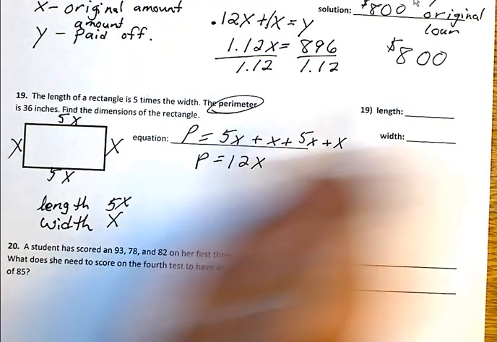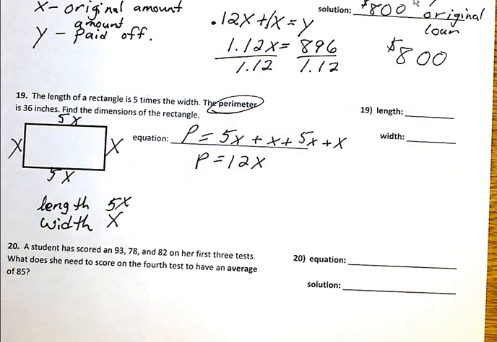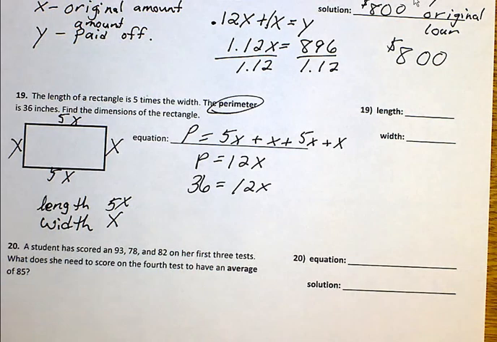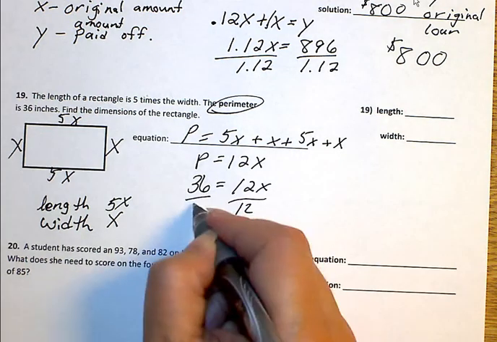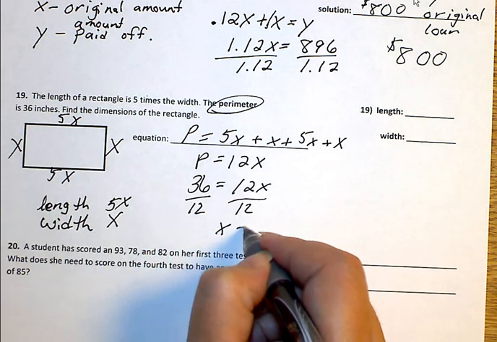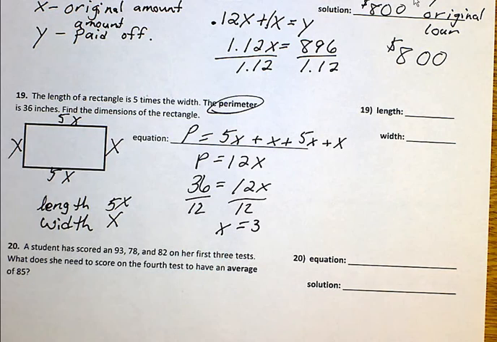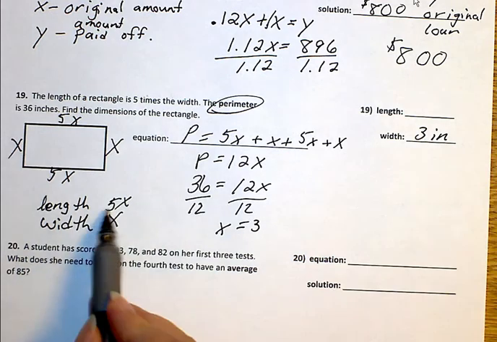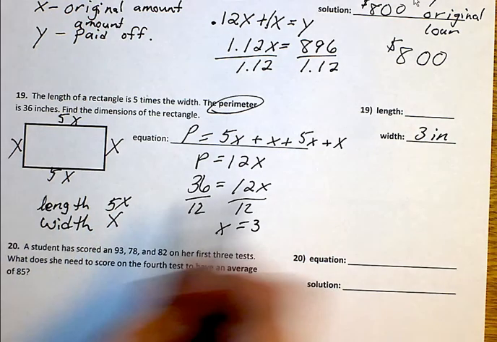How much is the perimeter around on this rectangle? 36. So we have 36 is equal to 12x. And then divide by my 12. So x is going to be 3. So my width is 3 inches. And my length is 15 because it's 5 times that.